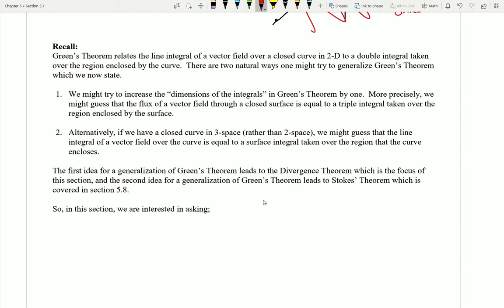Well, now let's see how this idea of divergence relates to some of the ideas that we've talked about in the previous sections. So here I'm just going to talk through a little bit of a recall. And we're actually going to go all the way back here to the idea of Green's theorem.